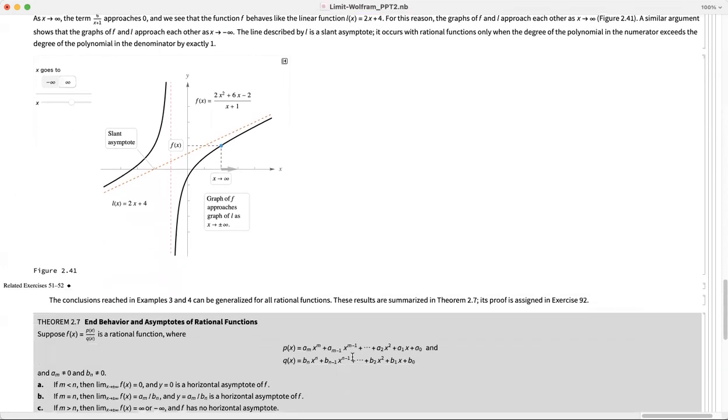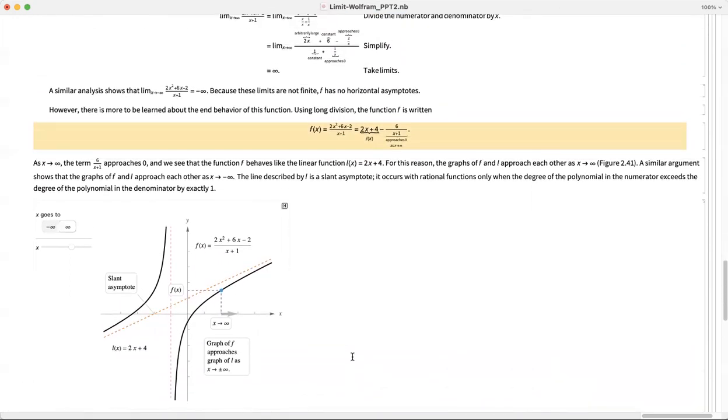So that's for today. Keep in mind this: to find out the behavior, you need to find the vertical, horizontal, and then slant asymptote. That's for today.